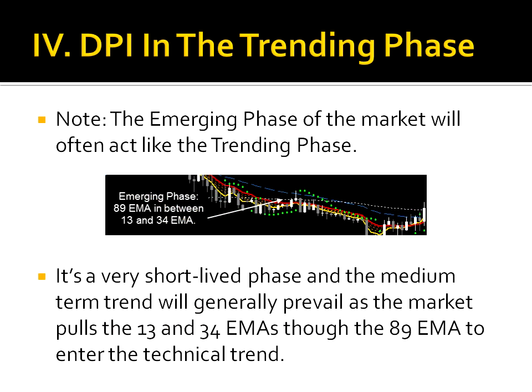Now, the trending phase, we're looking at the DPI in the trending phase. The emerging phase of the market will often act like the trending phase. Now, take a look at that image on the chart there. It's just a little narrow image. See that the emerging phase is when the 89 EMA gets in between the 13 and the 34. And during the emerging phase, that medium-term trend is essentially king. It's going to rule. So the medium-term trend is down. That emerging phase can be traded as a downtrend.